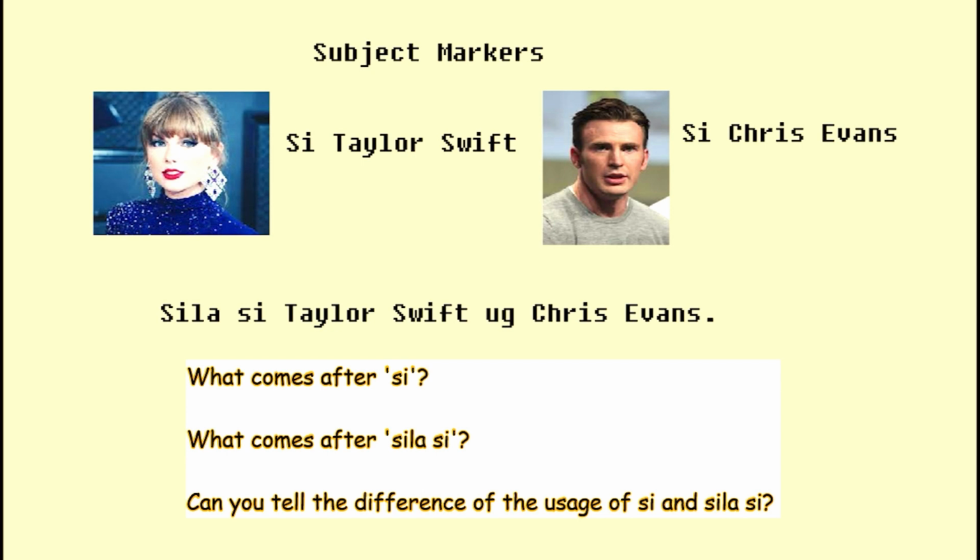Right. Si is followed by a personal name, just one personal name, while sila si is followed by two personal names. It could be more. And when two items are combined or joined, they use the conjunction ug. So ug. Now, I want to tell you guys that when you start learning Bisaya, you should think in Bisaya.